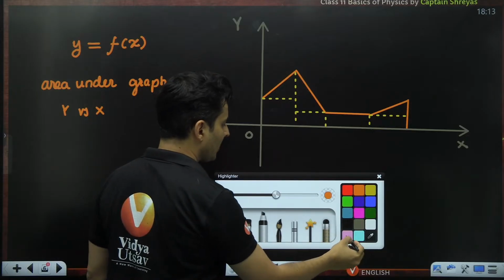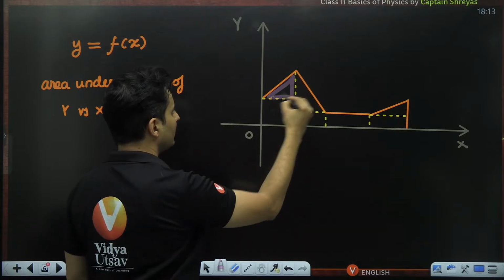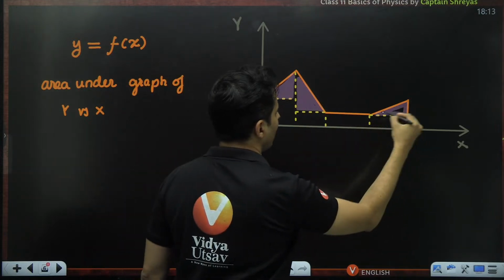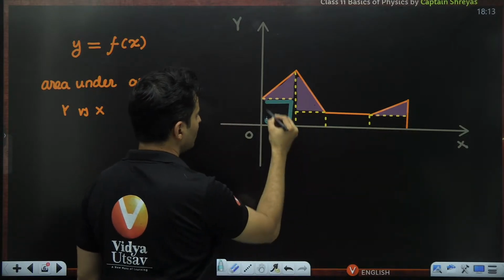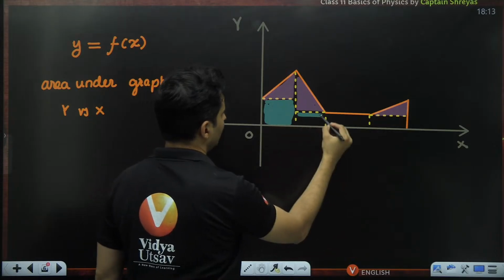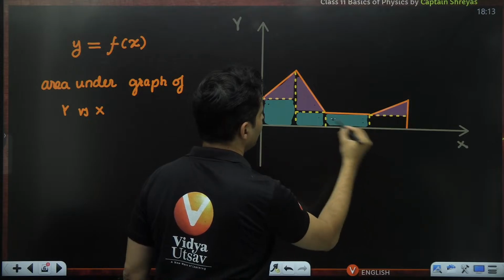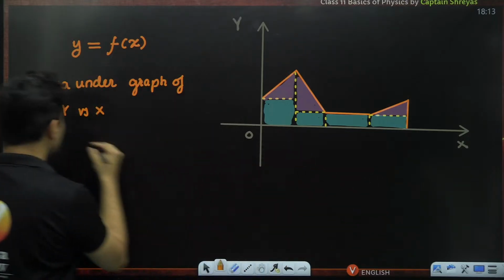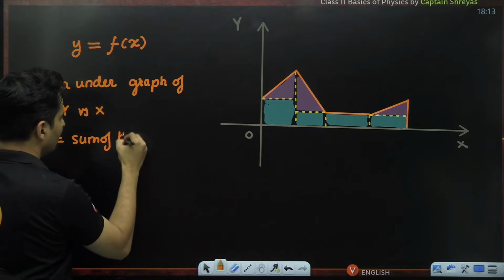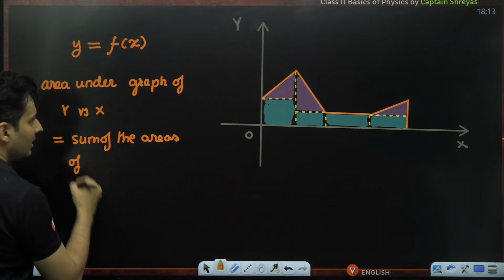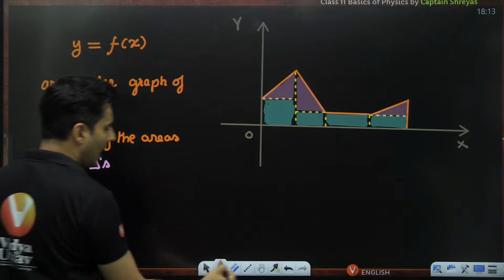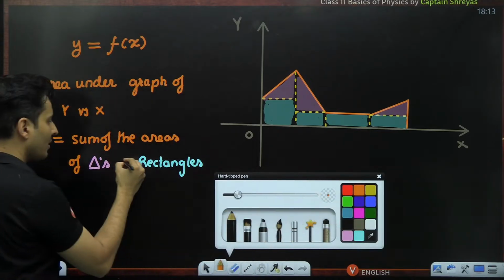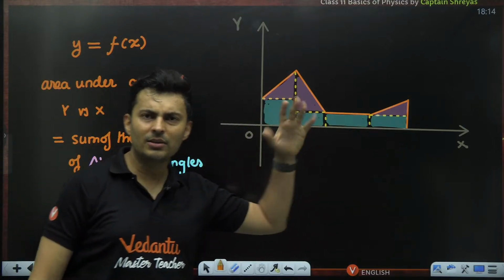For example, I can shade the triangles in pink color over here. This is a triangle, another triangle over here, and another one here. And so many rectangles are also there, like this one, this one, and even this one. So it is very easy to calculate the area under the graph. It is nothing but the sum of the areas of the triangles and the rectangles. If I know the heights and bases, I can easily calculate it.